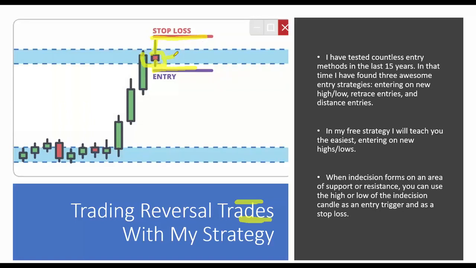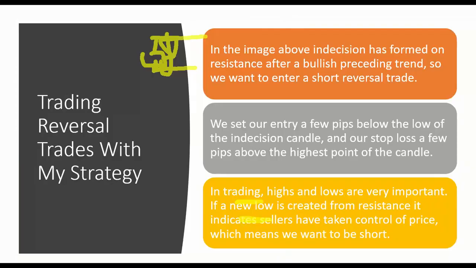Now, if this ends up faking you out, in most cases, what will end up happening is you would have never entered the trade. The system would have never generated a trade for you because it never came back down to where your entry is. If it happened to fall down and then turn around and come back up, you would have gotten out with a very small loss. So we set our entry a few pips below the low of the indecision candle and our stop loss a few pips above the highest point of the candle.